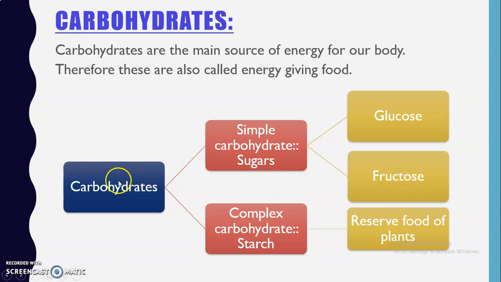Okay, so have you understood this chart? Carbohydrates can be divided into simple sugars, simple carbohydrates, and the complex carbohydrates, that is starch. The sugars can be further divided into glucose and fructose. And the complex carbohydrates or starch is actually the reserve food of the plants. Let's study these two types in detail now.